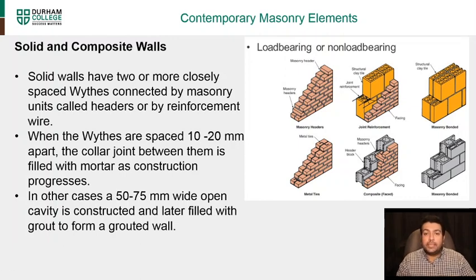So here you can see load bearing and non-load bearing. Here you can see the metal ties that are used to combine these two widths. And here you can see a masonry header on the diagram up here. It's a masonry header. It's a block that goes across two widths and it combines the two blocks together.